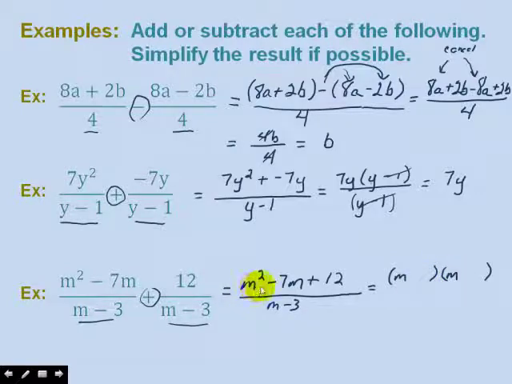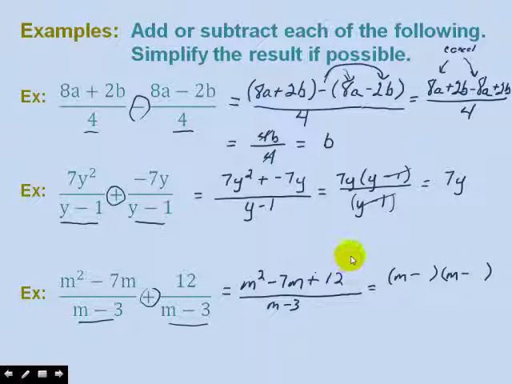Since we just have an m squared here, then we'd have an m as our first term in each binomial. Since our first sign is a minus here, we can put a minus there. And since our second sign is a plus, that means that these two signs have to be the same. So that means that this one has to be a minus also.